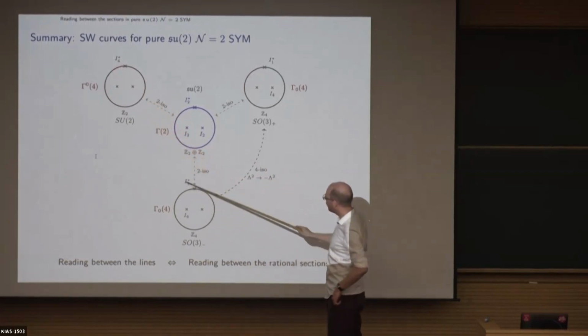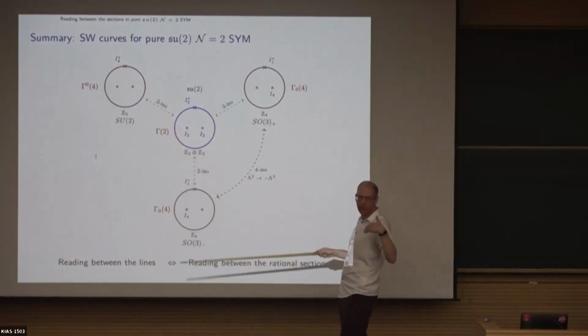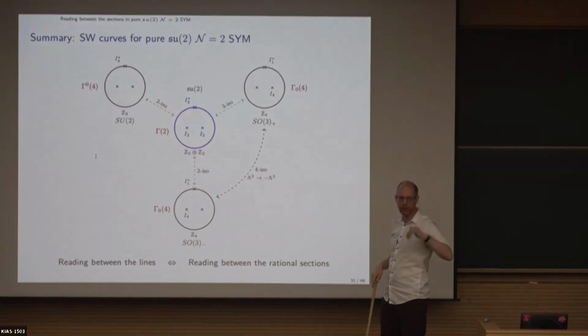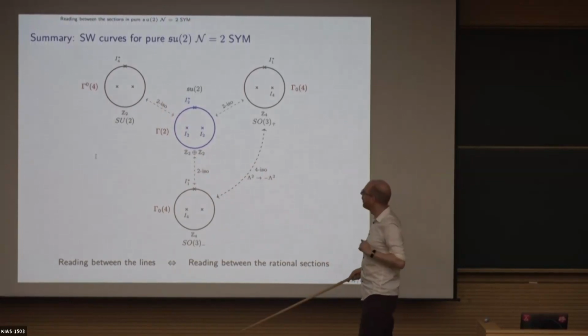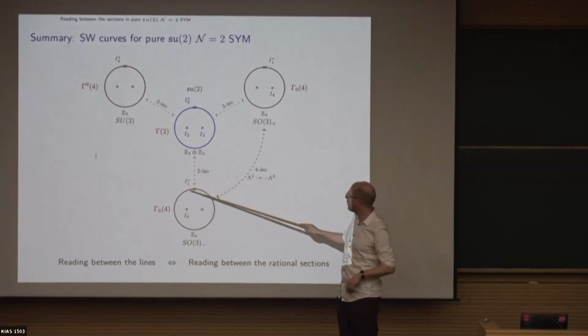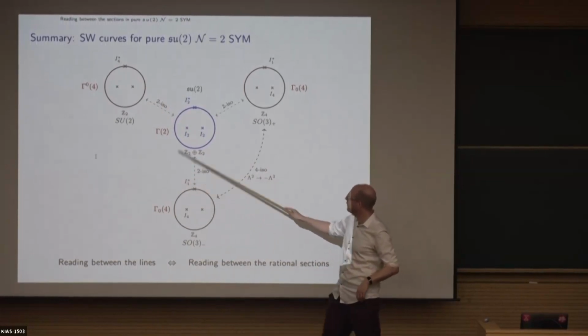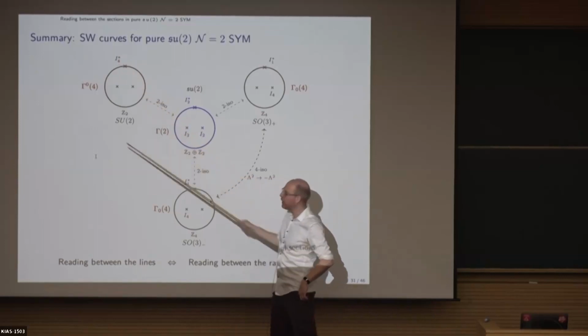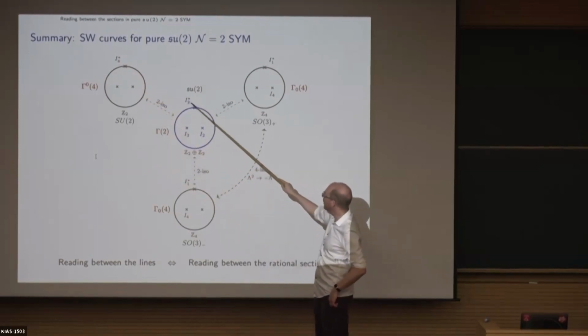Here is the SO3 theory. The one is also the beta function. The difference is the normalization of SU2 versus SO3 charges. Yeah, so this is an asymptotic monodromy for SO3, which is I1 star. This is for SU2, it is I4 star. And that will be, with the square root of two normalization of the charge, again, I2 star.